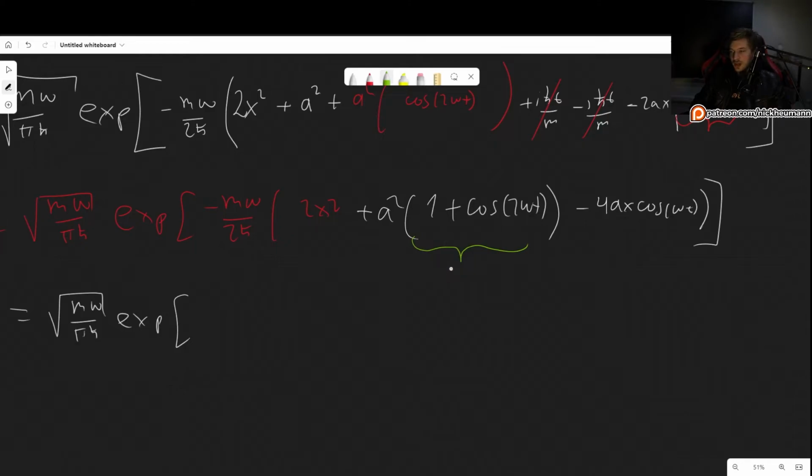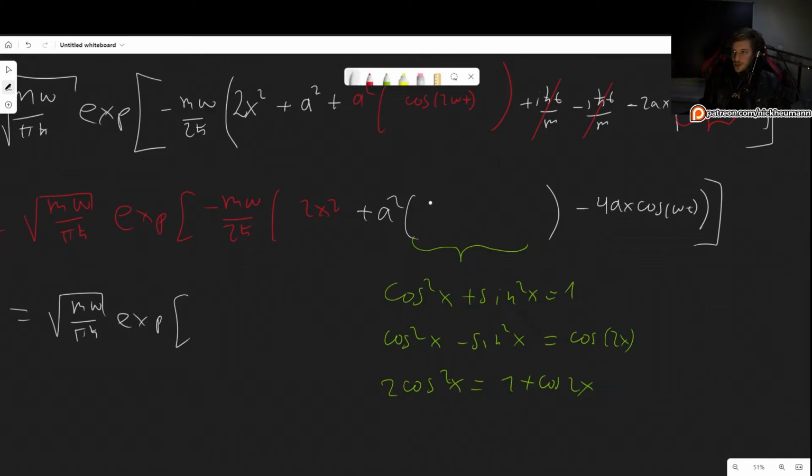1 plus cosine of 2 omega t. That should ring a bell, because if we have cosine squared of x plus sine squared of x, we know that this is 1. And if we have cosine squared of x minus sine squared of x, this is the cosine of 2x. So adding these two together, we get that 2 times cosine squared of x is 1 plus cosine of 2x. And that is precisely what we have here, except that x is omega t. So we can rewrite this as 2 times cosine squared of omega t. And we can also factor out a 2, so we divide by 2 because we have 1 here, and this becomes a 2.